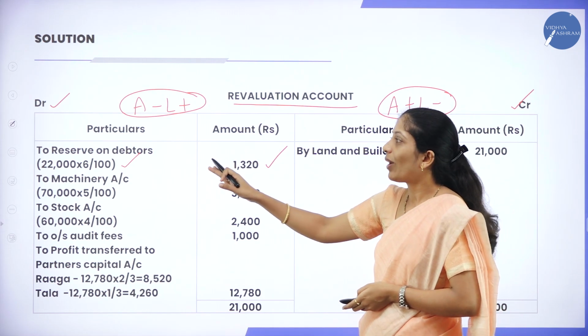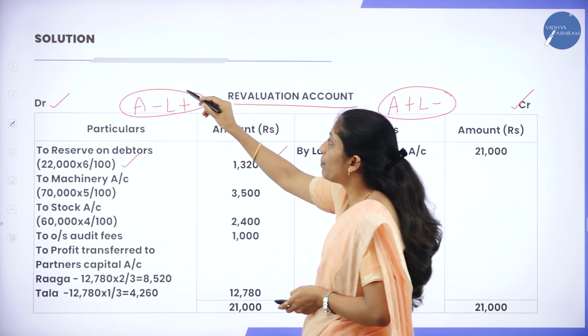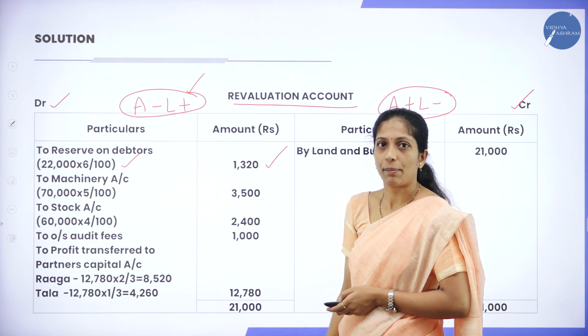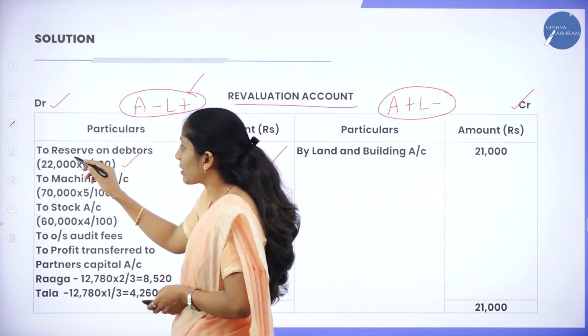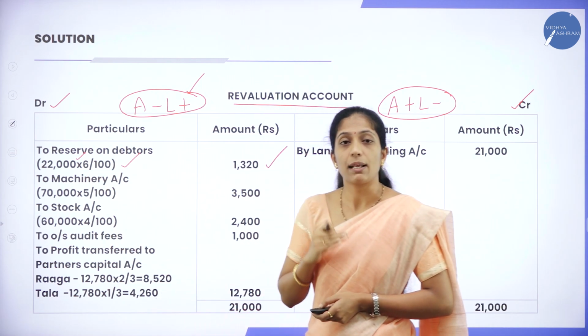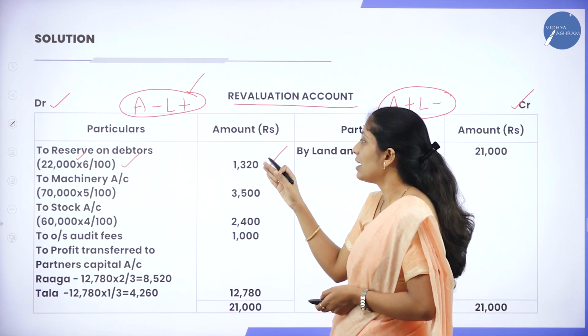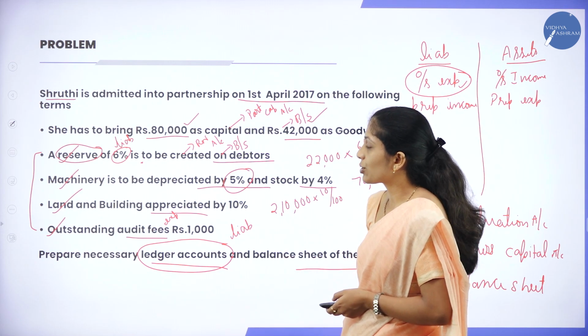Okay, so why are we going to record it on the debit side? Reserve is a liability, L plus, that is an increase in liability. Where do we record? On the debit side. How to record? To reserve on debtors. Debtors they have given as 22,000, and the percentage in the adjustment is 6%, so 22,000 into 6 divided by 100. I'll get 1,320. Now, come to the next one.